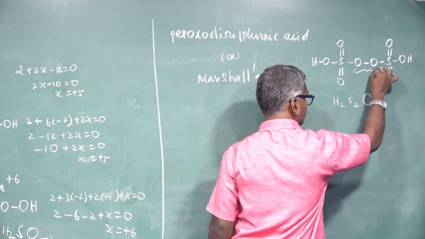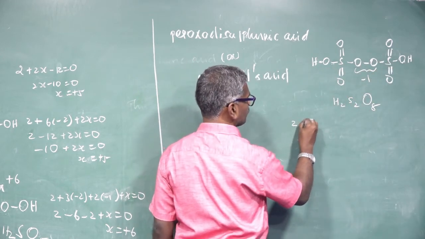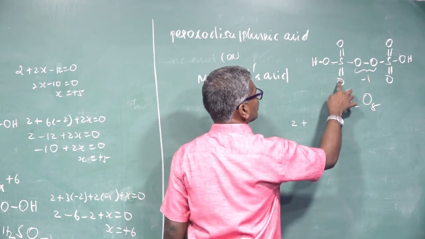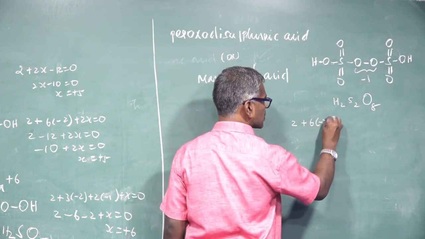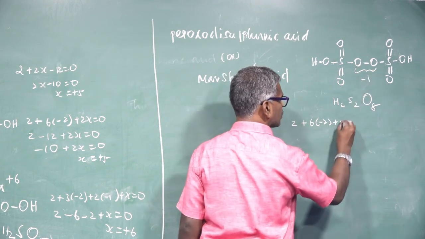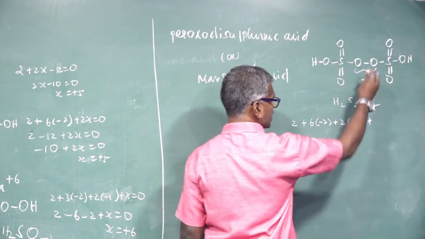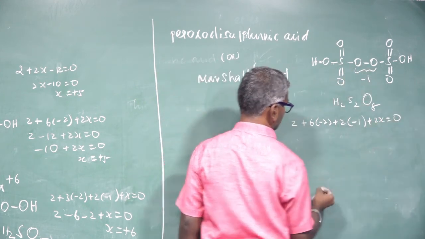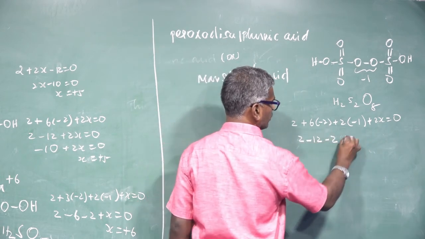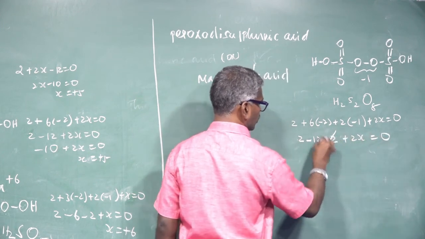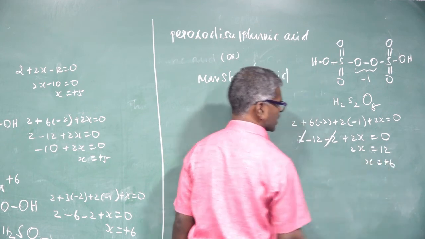This is a peroxide form, oxidation state minus 1. Common hydrogen 2 hydrogen, 2 plus common oxygen 1, 2, 3, 4, 5, 6 oxygen, oxidation state minus 2. Common peroxide oxygen 2, peroxide oxygen state minus 1, that is 2x equal to 0. 2 minus 2 is 2x equal to 0. 2 to cancel. 2x equal to 12, x equal to plus 6 oxidation state.